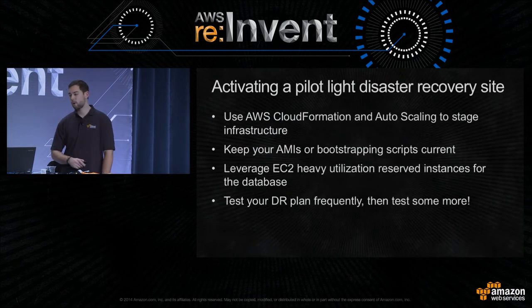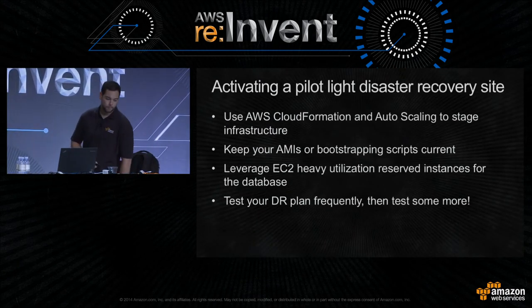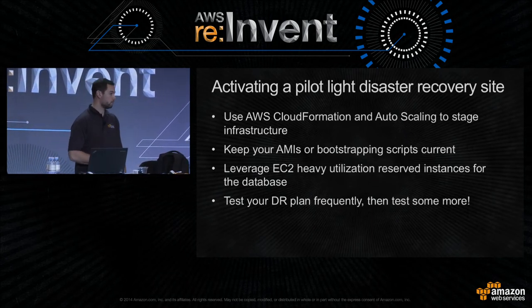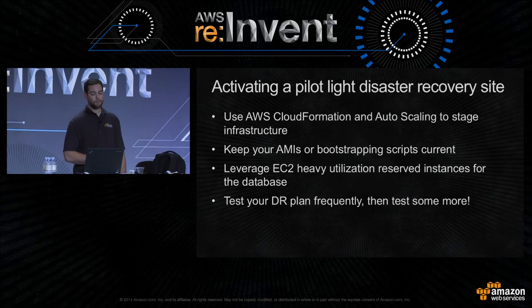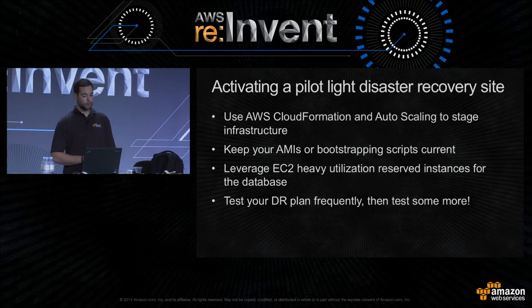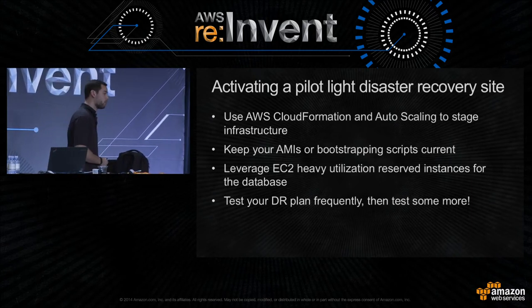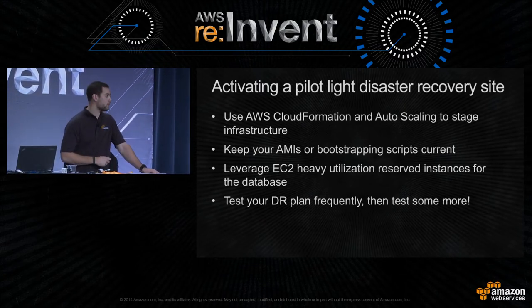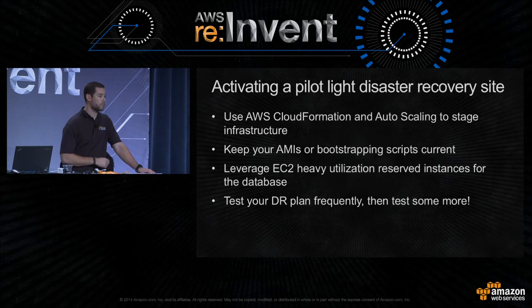So activating a pilot light disaster recovery site, you would use AWS CloudFormation and auto-scaling to stage your infrastructure. Keep your AMIs or bootstrapping scripts current. So as I talked about with your backup and restore, you want to make sure your AMIs are current. That does take work. Either you want to bootstrap on boot up or build them out every time you need to do an update, etc.